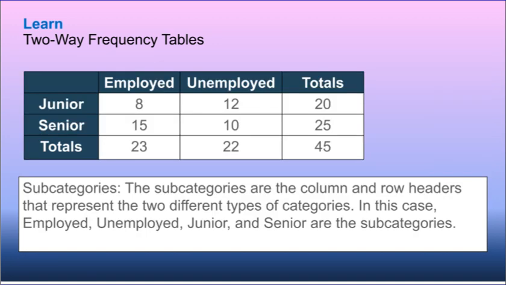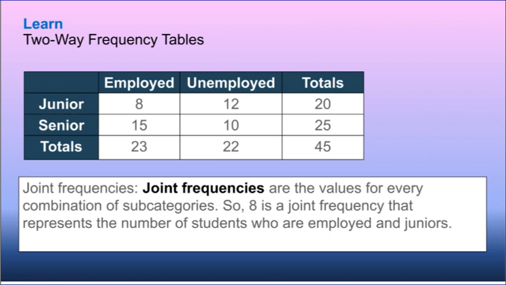So subcategories are the column and the row headers. So the subcategories here are employed and unemployed, and then we'd have junior and senior. The joint frequencies are the values for every combination of subcategories. So everything inside here, those are your joint frequencies.